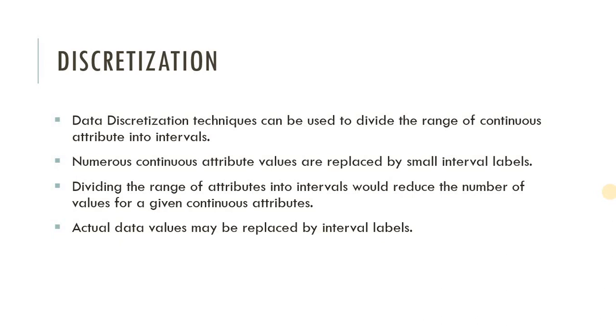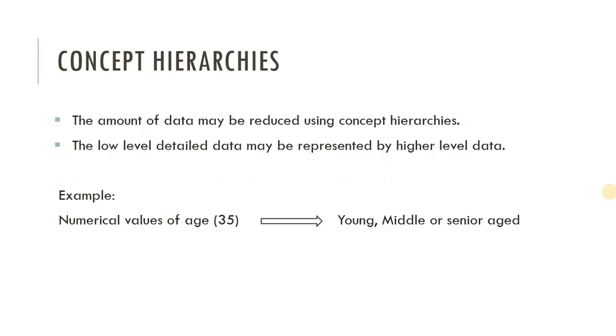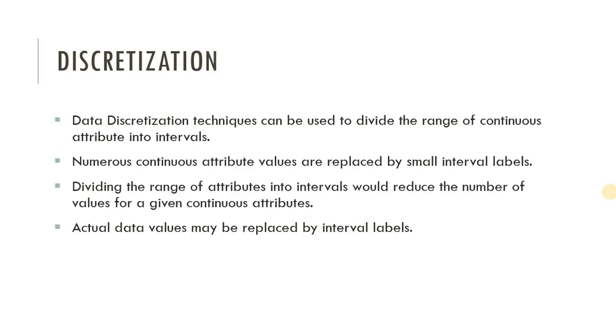Suppose we have data of 1 to 100. So these are continuous data sets. We are dividing the data set into intervals like 1 to 5, 5 to 10, 10 to 15. So we are not writing 1, 2, 3, 4, 5. We just write 1 to 5. This is one range. Second range is 5 to 10. Third range is 10 to 15. We are replacing the continuous data sets with interval labels. That is done with the discretization techniques. That is called discretization.